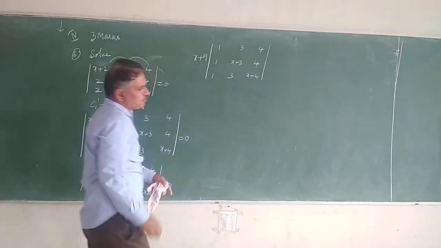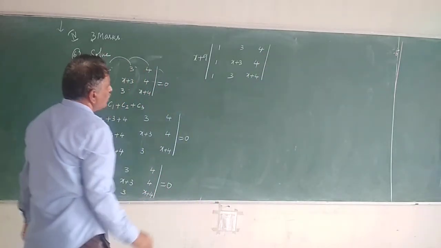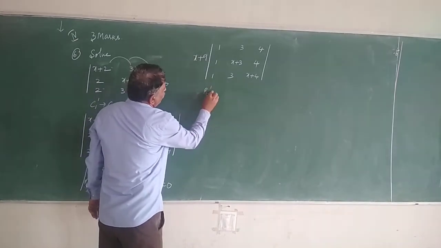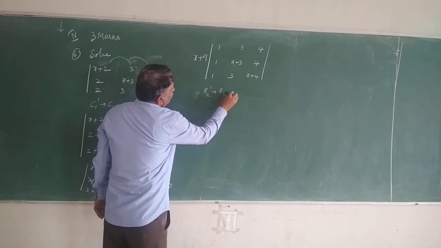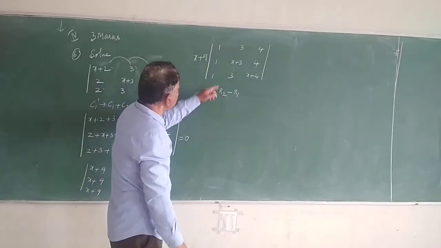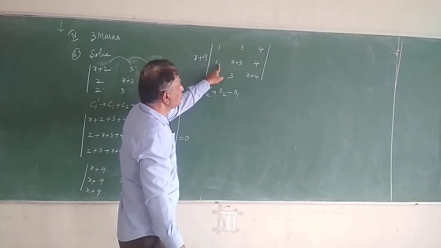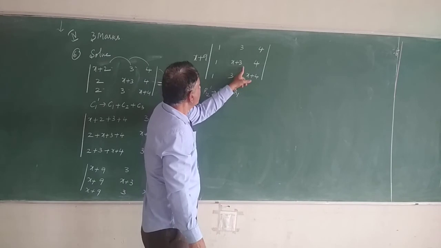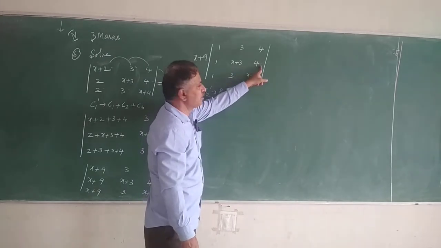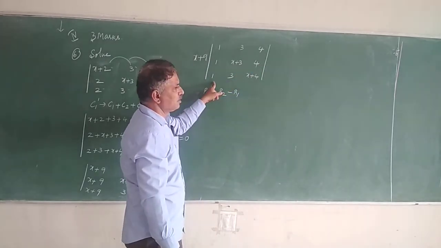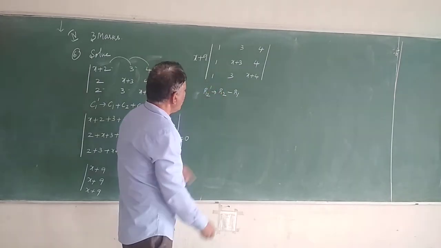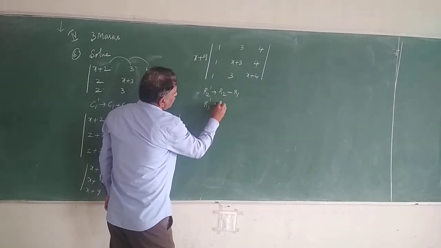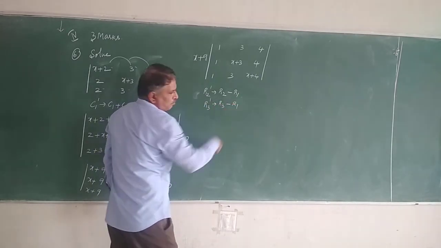What I will do is change the second column to second column minus first column. Notice, subtract this, 0. Then this 3, this 0. Even this 0. Similarly, I will change the third column to third column minus first.